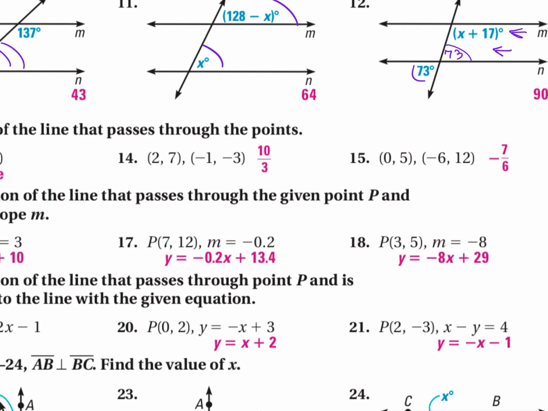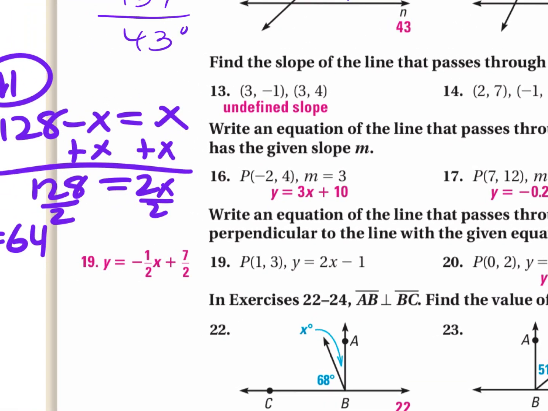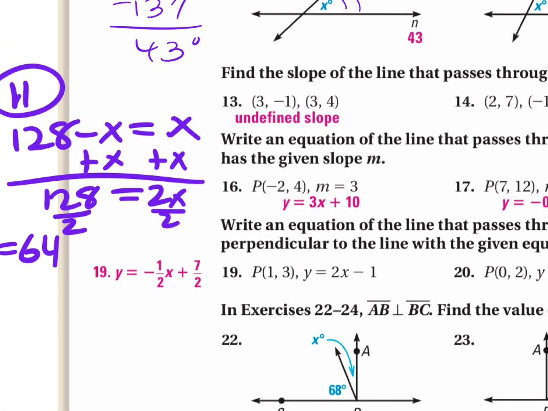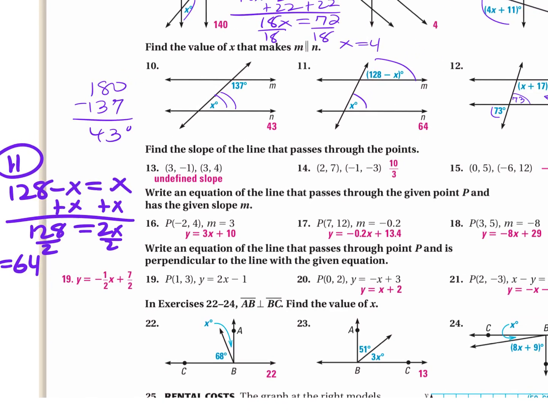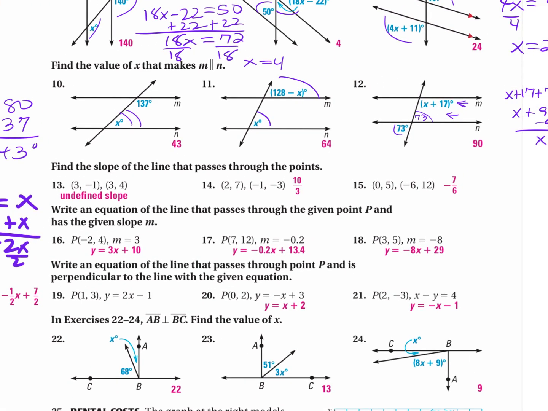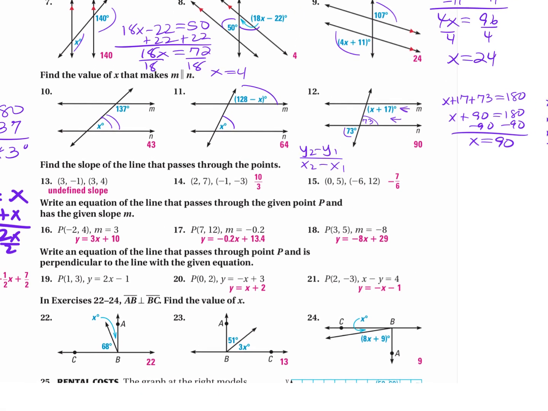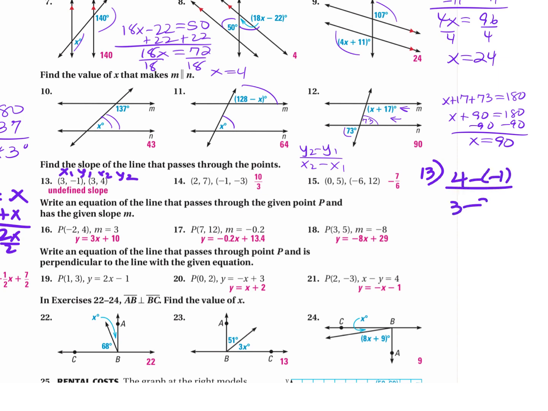So let's go ahead and see how many of these I can get done. So for number 13, 14, and 15, we need to know the slope formula. Remember that slope formula is y2 minus y1 over x2 minus x1. So for number 13, I'm going to plug in. This could be my x1, y1, and this ordered pair my x2, y2. So I'm going to subtract 4 minus negative 1 over 3 minus 3.